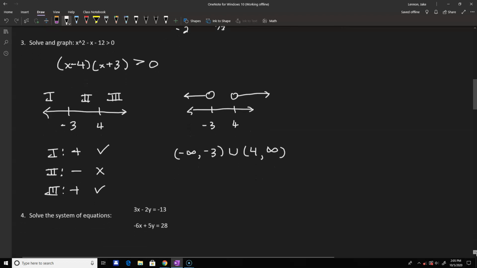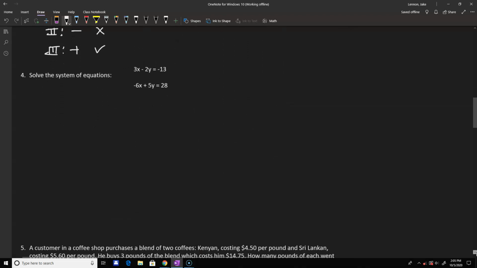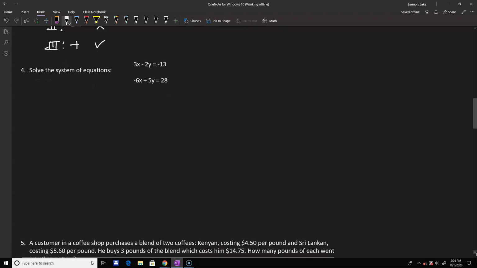Okay, moving on to systems of equations. Usually these are representing two lines, and my favorite method is the elimination method, where we multiply equations so that we eliminate one of the variables.